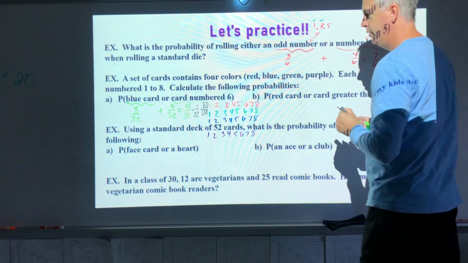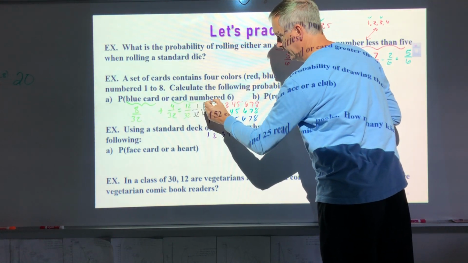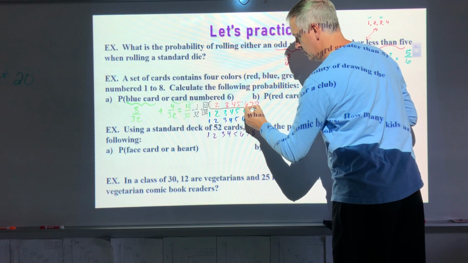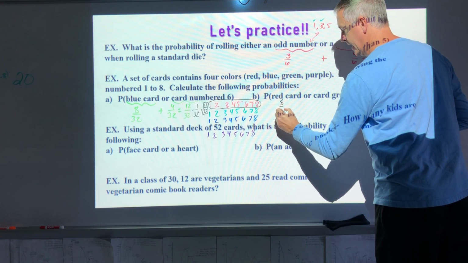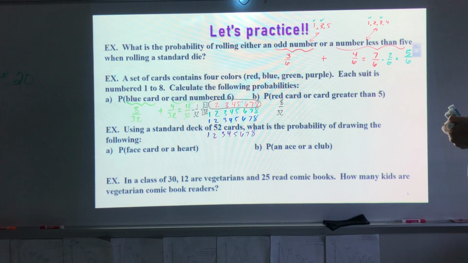What's the probability of pulling a red card? Well, let's do it. Here's all your red cards, right? There's all your red cards. So you have an 8 out of 32 chance of pulling a red card out of the whole deck.